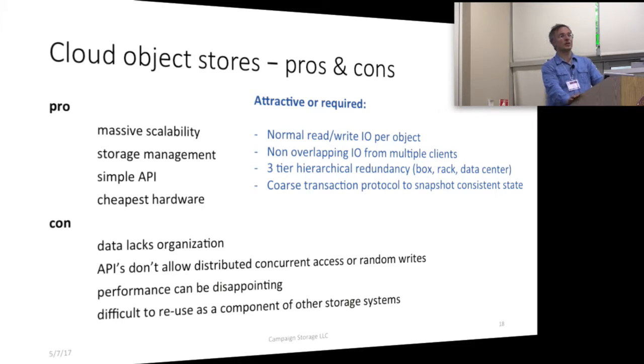The attractive alternative still seems to be an open problem, namely build an object store that has normal read-write commands, more or less similar to POSIX. It can maybe do non-overlapping distributed I/O, has three-tier hierarchical redundancy in a box, in a rack, and in a data center, and it has a coarse transaction protocol: pull a snapshot across all your I/O. If you have that, I think things would become a lot easier to integrate with other storage systems, and different applications could use these object stores.